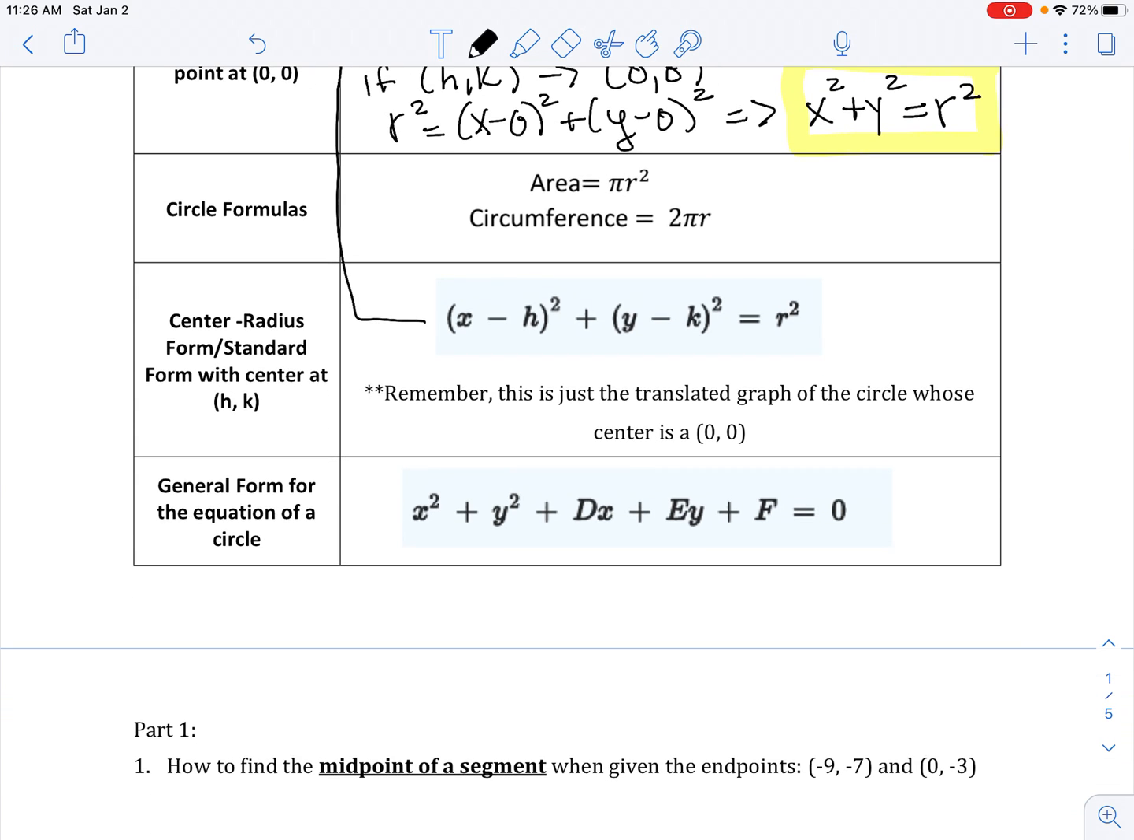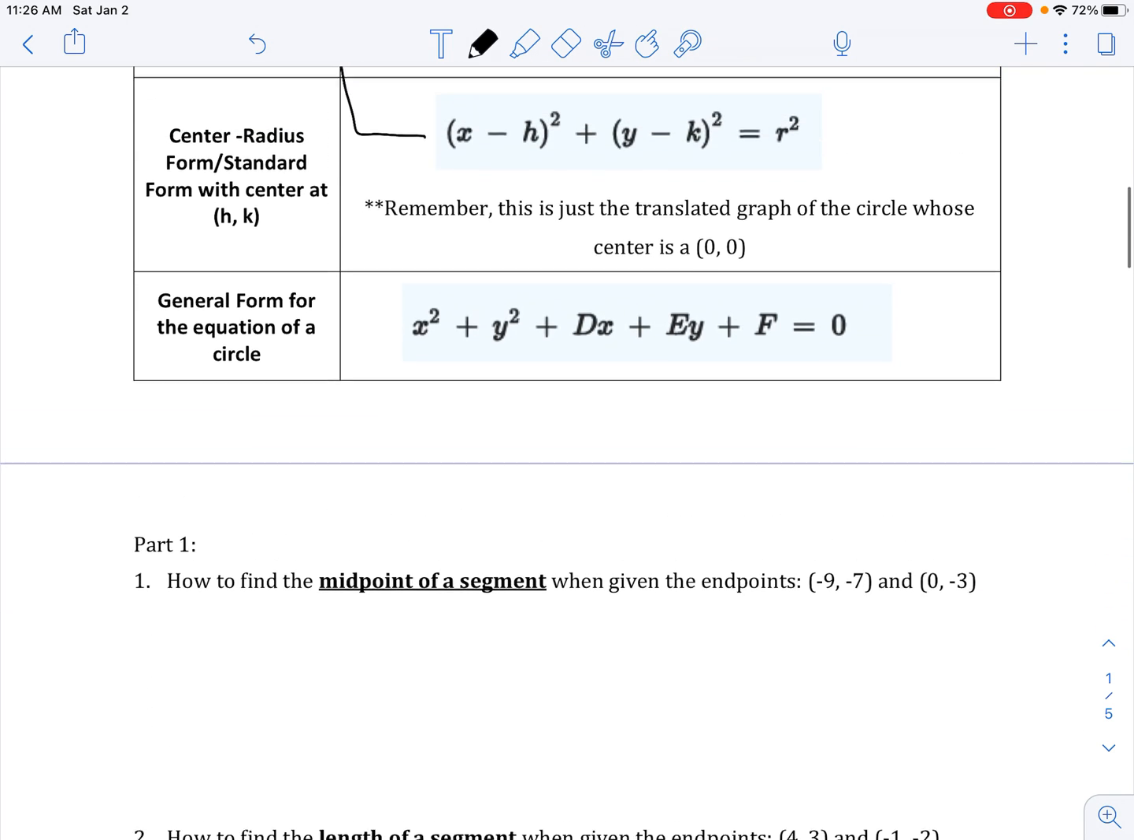Circles don't always come in standard form. Sometimes they come in a general form where you cannot identify the center or the radius by looking at the equation. And so we will learn how to convert it to center radius or standard form. That will be in part 2.